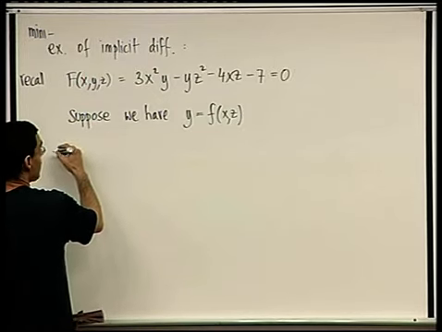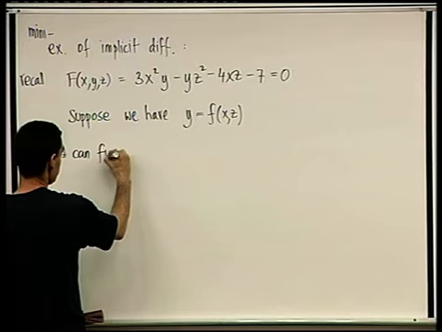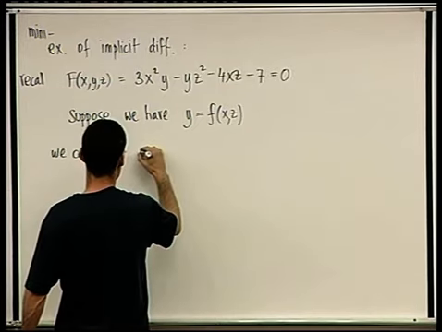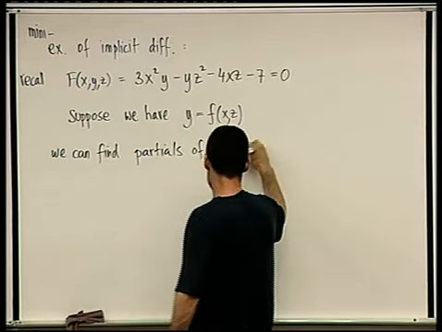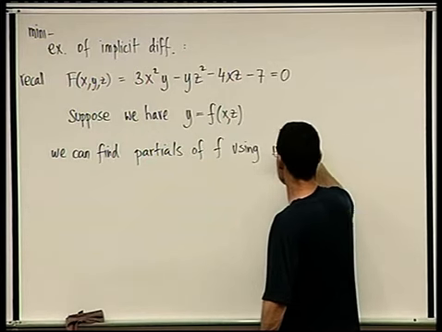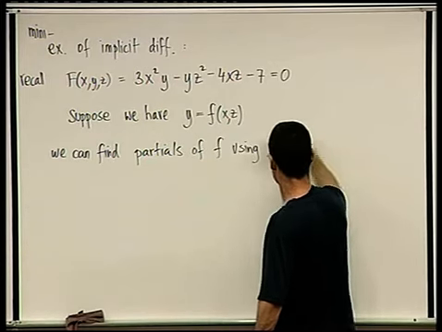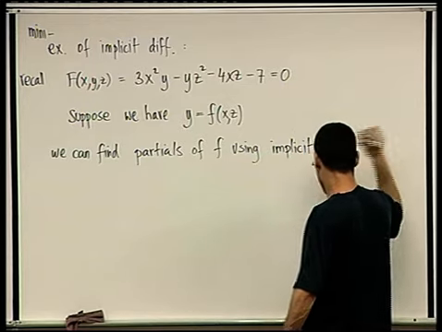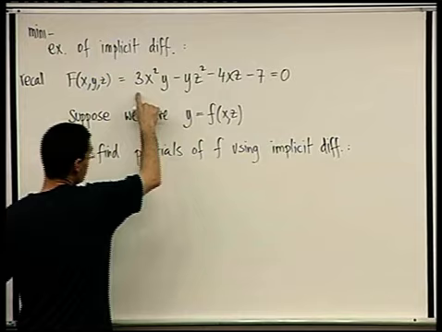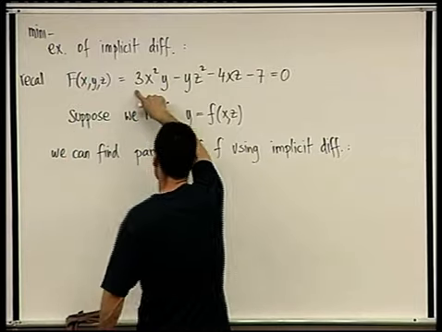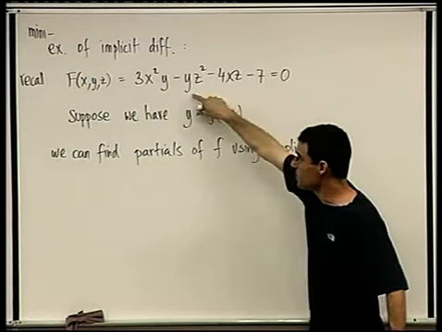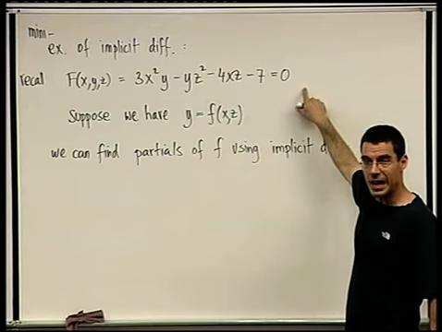Okay, so now I want to do it in a different way. Okay, we can find partials of f using this so-called implicit differentiation. What do I mean by that? I mean, I'm going to take this equation and take the derivatives of both sides, for example, with respect to x. Okay? So let's take the derivative of both sides of this equation with respect to x.